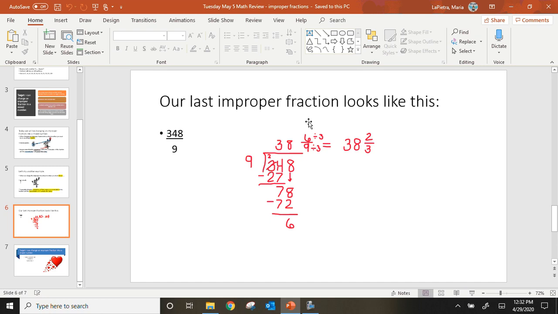And I notice the 6 over 9 can be reduced. We don't divide it. Dividing is only when the bigger number is on the top. This we're just going to reduce. So we're going to find the greatest common factor of 6 and 9, which is 3. And whatever you do to the bottom, you're going to do to the top. So we are going to divide by 3 on the bottom and the top. And we get 38, our whole number. And our fraction becomes 2/3.